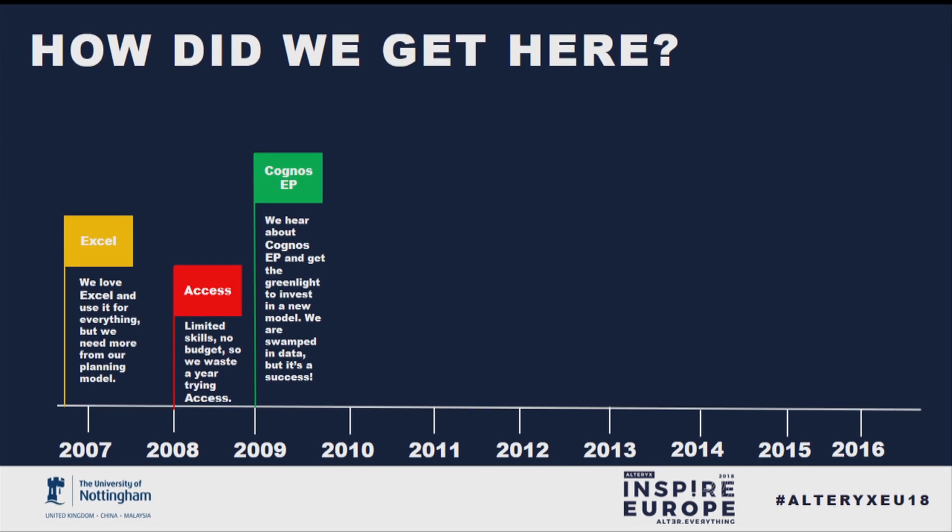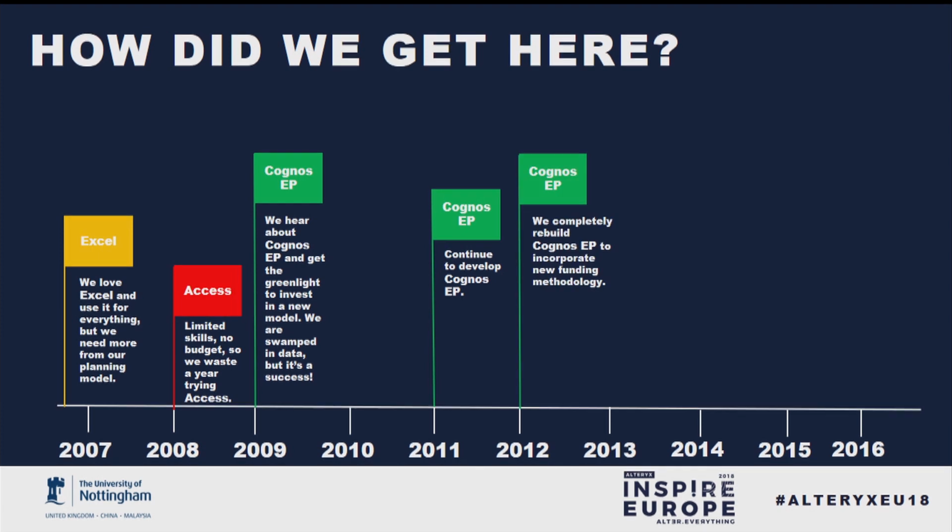So we built a model in EP. We were swamped in data. Everyone's happy. I should also point out that these little flags are my sort of state of happiness with any particular tool we have at the time. Our consultants left, and we continued to develop Cognos EP. We had to rebuild it when the government changed the funding methodology for students in 2012. But we did that, it's fine. And then gradually, no, it didn't. Then James arrived, and I was like, I need a new student number planning model. James, your problem.